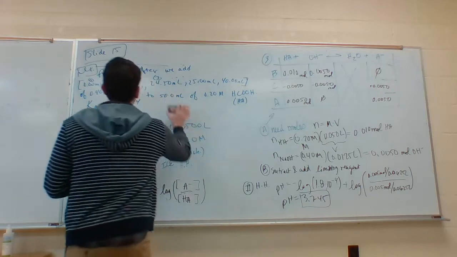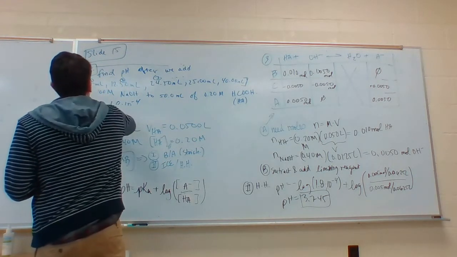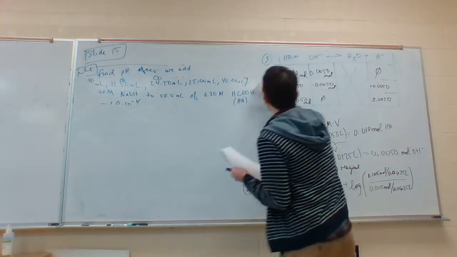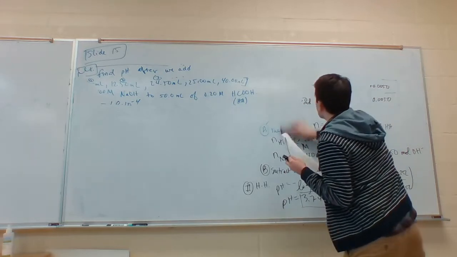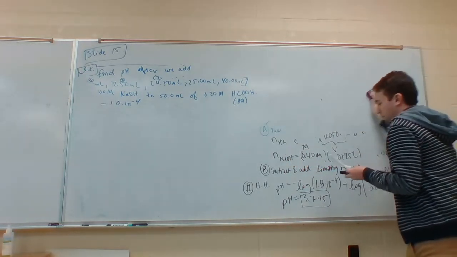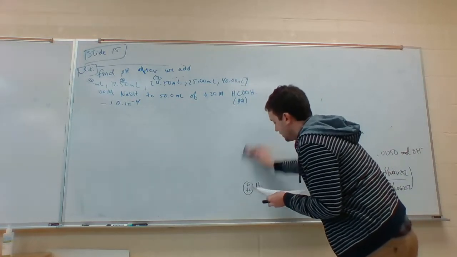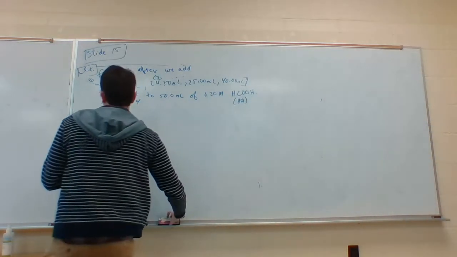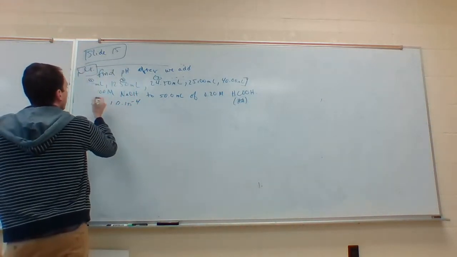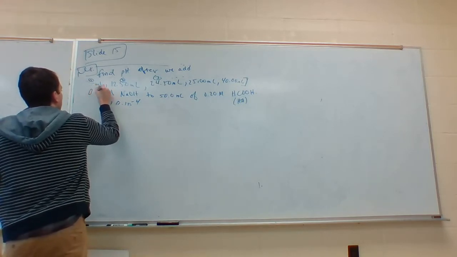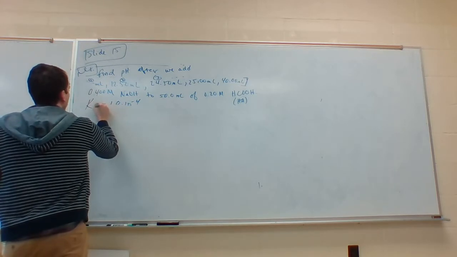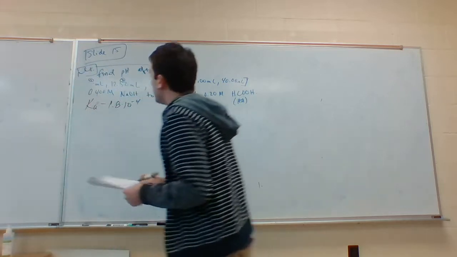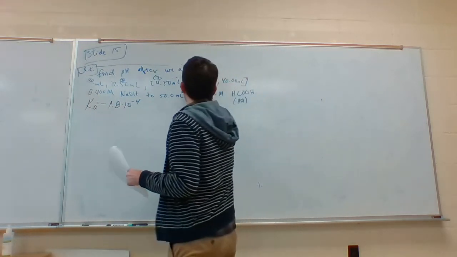Now, I'm going to skip trial 3 for the sake of time. But I will continue with trial 4. Hopefully we can get this done quickly. Looks like I erased a little bit of my stuff, but we had 0.4, and then we had the Ka was equal to 1.8 times 10 to the negative 4. Okay, so we're looking at trial 4 now.